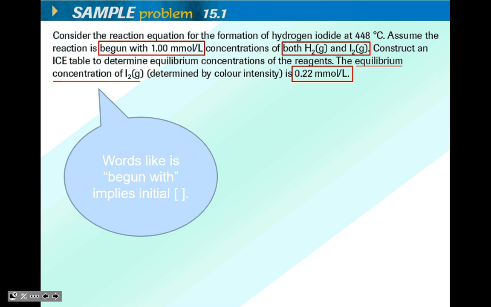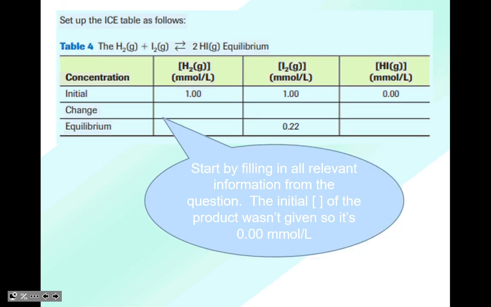Construct a nice table to determine the equilibrium concentration of the reagents. They're just giving you the equilibrium concentration of I2, which is 0.22 millimoles per liter. So it's important that you take a look at your question and start unpacking it, breaking it down, underlining the information that you need, because you have to construct an ICE table and populate it with all that data. So I'm going to start with my ICE table.